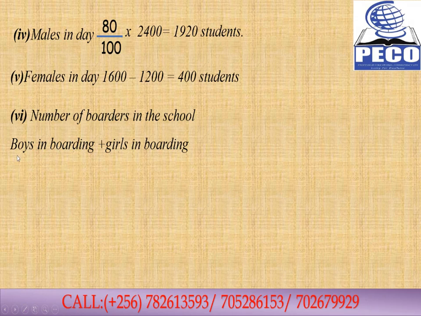So how do I get boys in boarding? I have the total number of boys, which is 2,400, minus the boys in day, which is this. Then plus the girls who are in boarding. And the girls who are in boarding, we had earlier got it as 1,200. And when you add, you end up with 1,680 students who are in the boarding section.